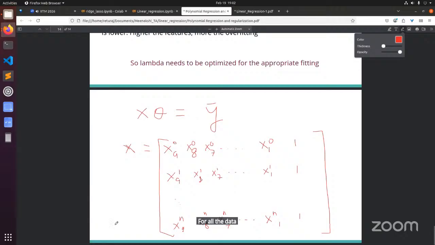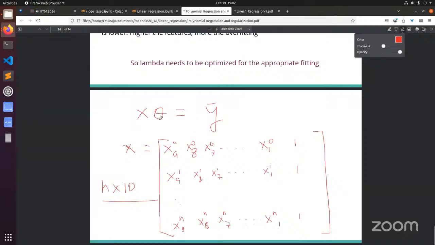So we have this X matrix, which is an n cross 10 matrix, right? There are 10 points, 1 to 9, 9 points, and plus 1, 10 points. And the row count is the number of data points. So X is an n cross 10 matrix. Everyone is with me?